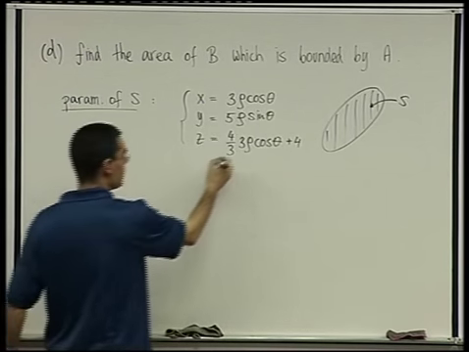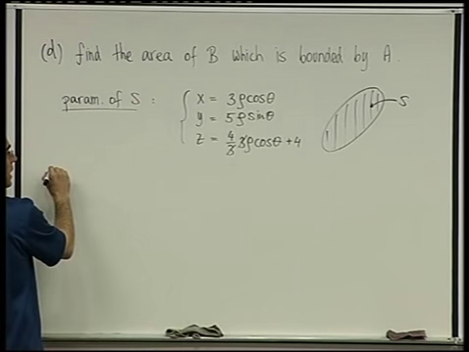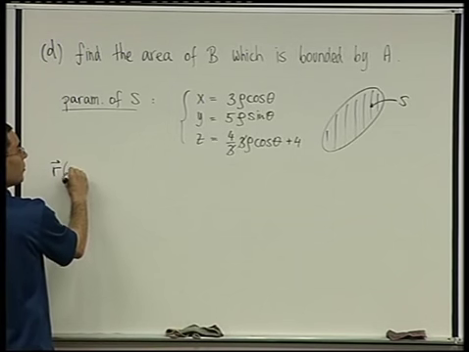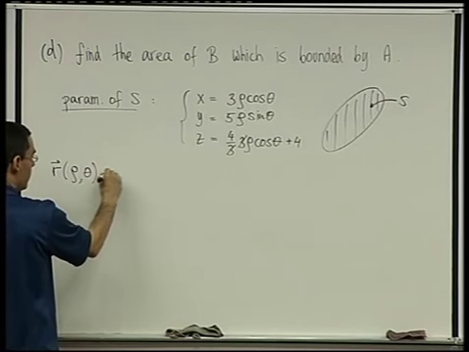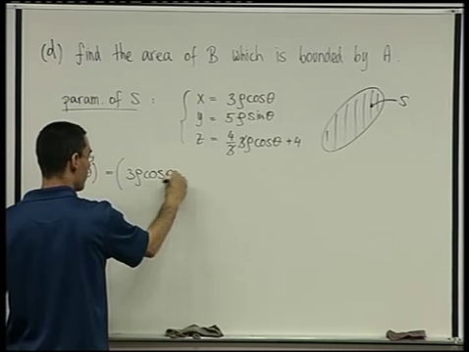And again, the 3's cancel out. Okay, so let's rewrite it as r of rho and theta. And it's going to be 3 rho cosine theta.